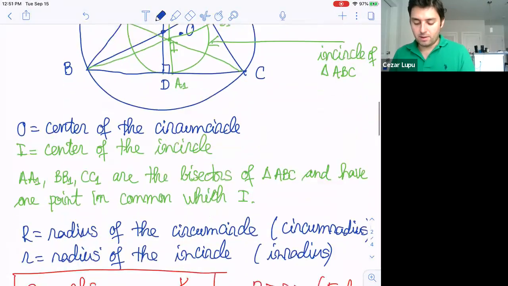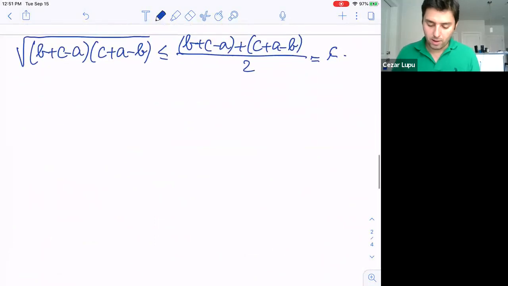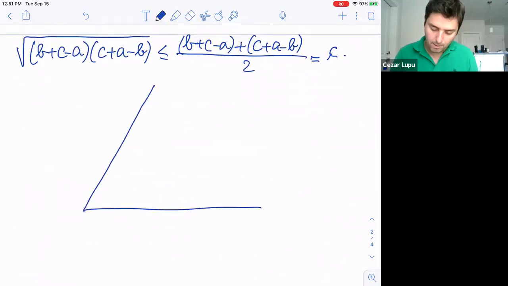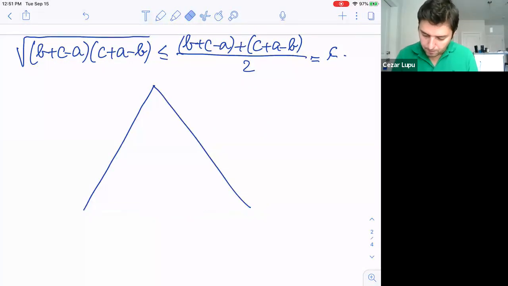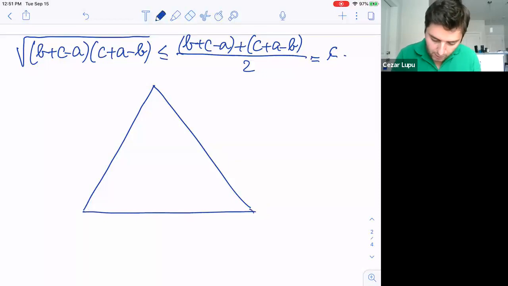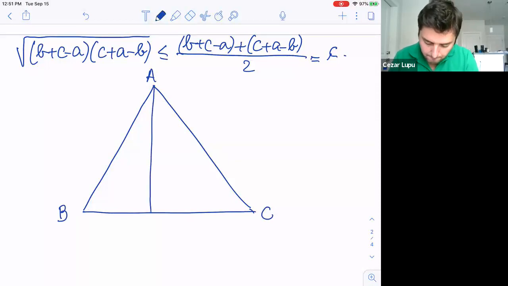Let me draw because I want to define one more thing. And this time I'll draw everything. So this is a triangle ABC. All right, here we go. I'm going to draw the altitude. I'm going to draw the bisector. And I'm going to draw the median.